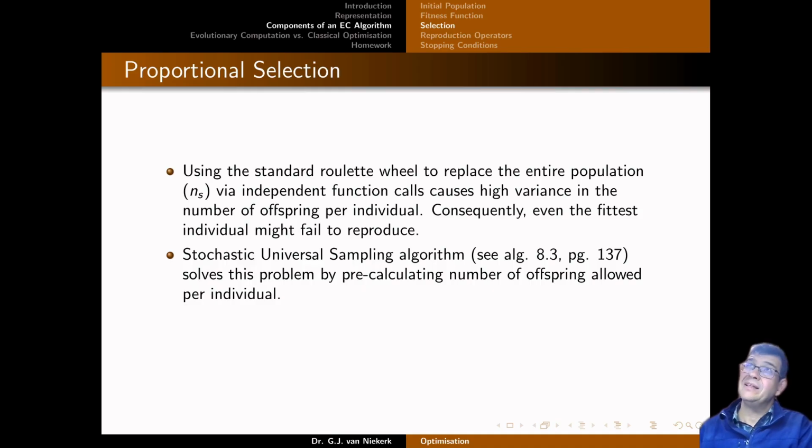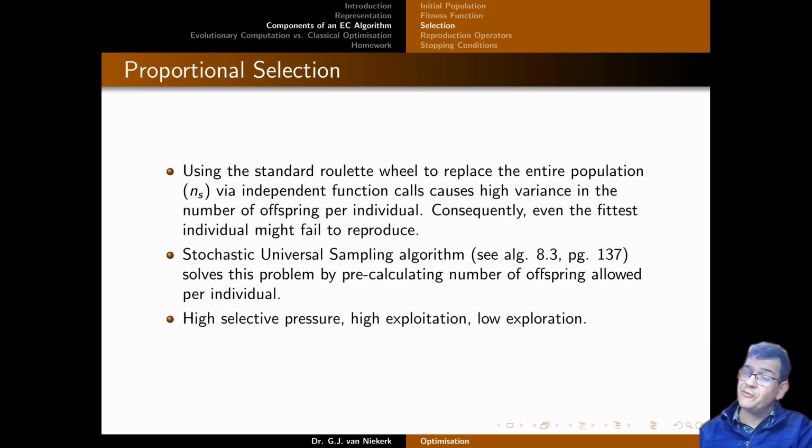So that is the biggest criticism of the standard roulette wheel selection scheme. Now, there is an algorithm known as stochastic universal sampling. You can have a look at that on page 137 of Engelbrecht's book, because it solves the problem by pre-calculating the number of offspring allowed per individual. And this, of course, allows us to get around this problem.